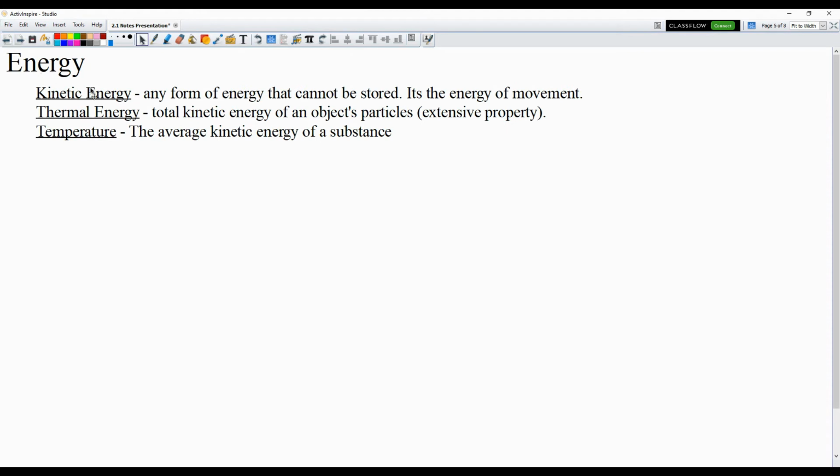We talked a little bit about energy when we're talking about temperature and the units for temperature, but I just want to have you write this down and reiterate this. Kinetic energy is any form of energy that can't be stored. We call that the energy of movement. Thermal energy is the total kinetic energy of an object's particles. And this, by the way, is an extensive property. And then we talked about temperature being the average kinetic energy that a substance has. So make sure you have those written down.